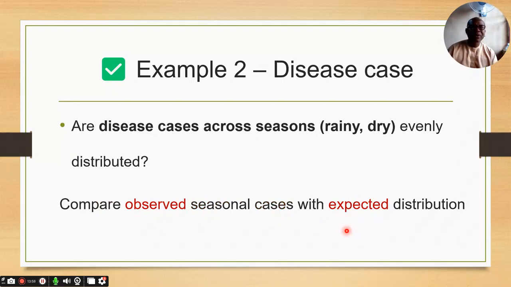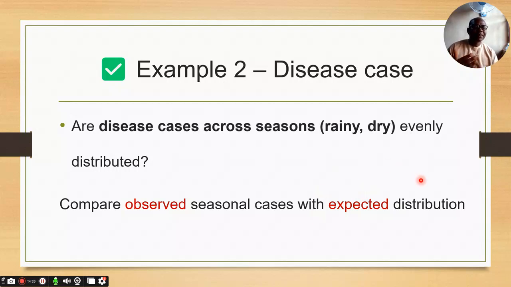Now, the second example here is on disease cases. Are disease cases across seasons evenly distributed? It simply means that if disease cases across seasons are evenly distributed, let's say we are dealing with rabies infection, the number of cases we are going to see in the rainy season will be equal to the number of cases we are going to see in the dry season. That is what is expected. So that is what we call the concept of expected distribution.